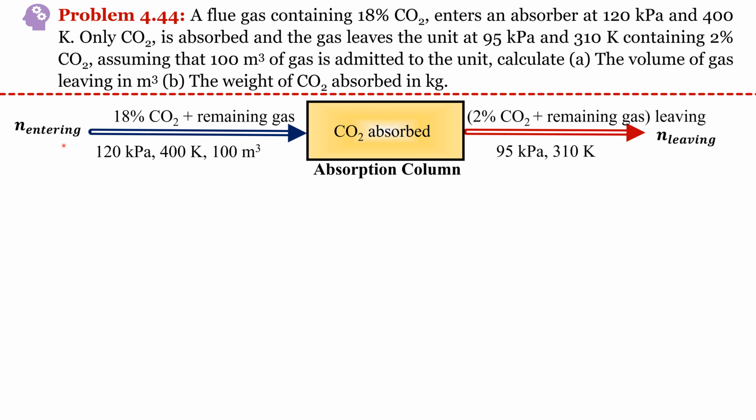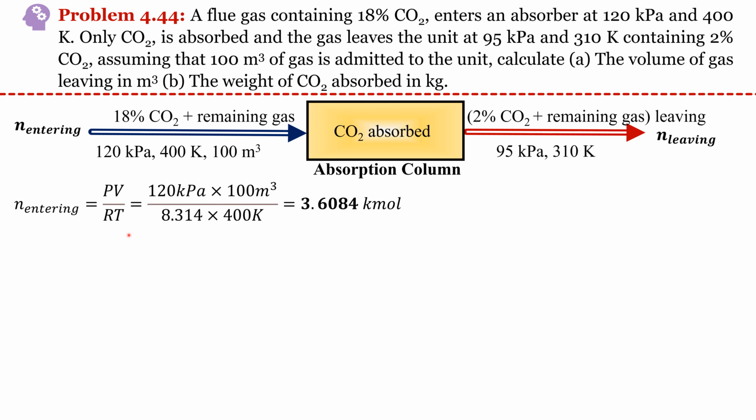So using ideal gas equation we can easily estimate N entering. So N entering will be equal to PV by RT. By putting all values we will get 3.6084 kilomole. Now we can write the individual composition of CO2 and remaining gas. For entrance it is already mentioned that 18% CO2.